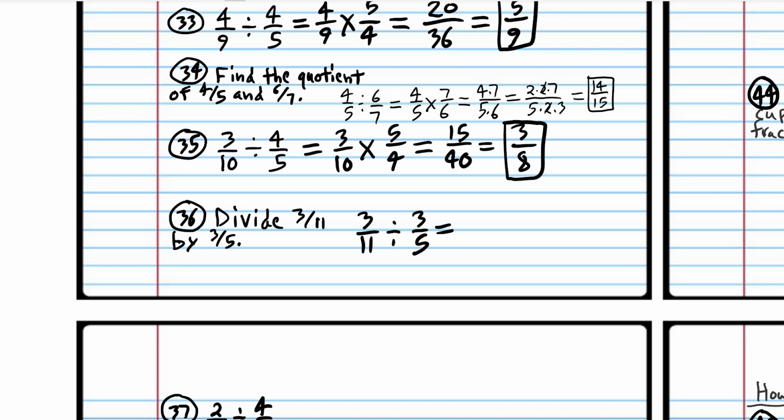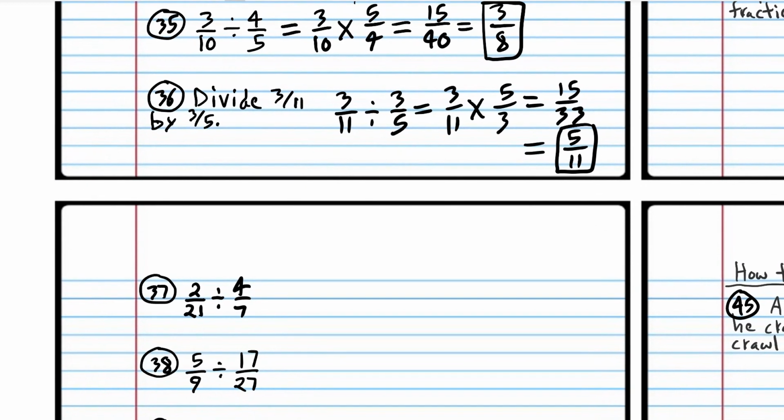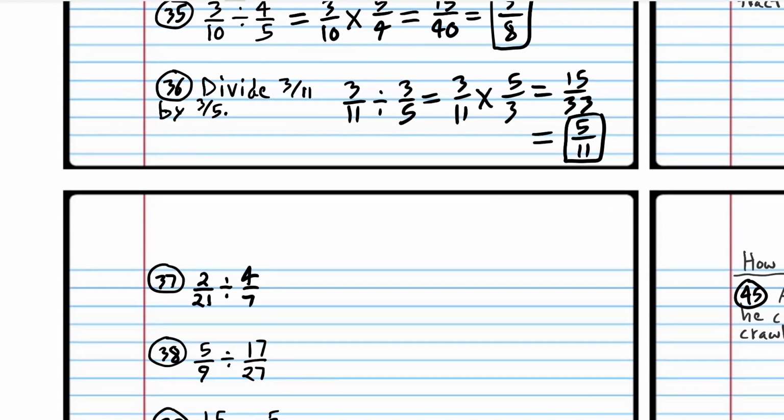All right, we're back. Change the division sign to multiplication. Flip the divisor, multiply straight across, and you get 15 over 33. But I know if I divide 15 by 3, I get 5. And if I divide 33 by 3, I get 11. So 5 over 11. All right. Again, I used the fundamental principle of fractions. I divided both sides by 3.